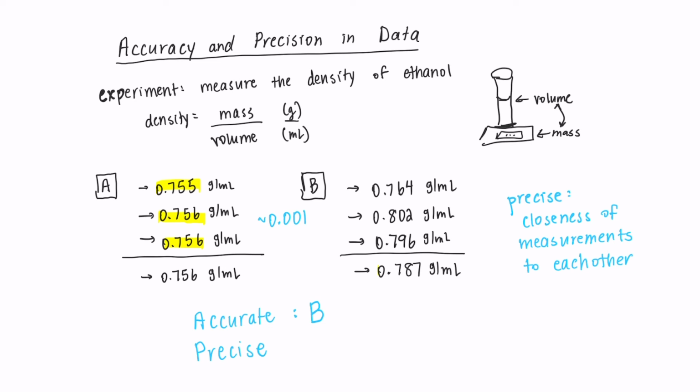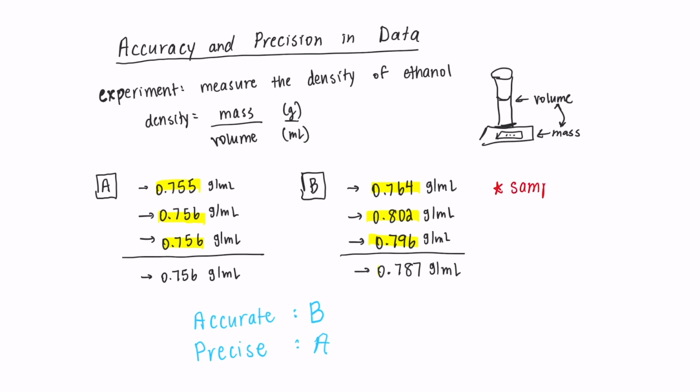Then let's take a look at dataset B, 0.764, 0.802, and 0.796. This data set is more spread out than the first one. The distance between the furthest points is 0.038. So we can say that this data set is more spread out and less precise than dataset A.